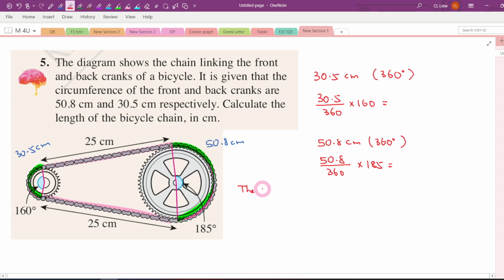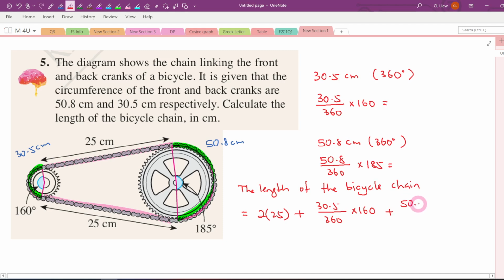Okay. The length of the bicycle chain is 2 times of 25 plus 30.5 divided by 360 times 160 plus 50.8 divided by 360 times 185. Okay, so the answer is 89.66 centimeter. Let me show you another method.